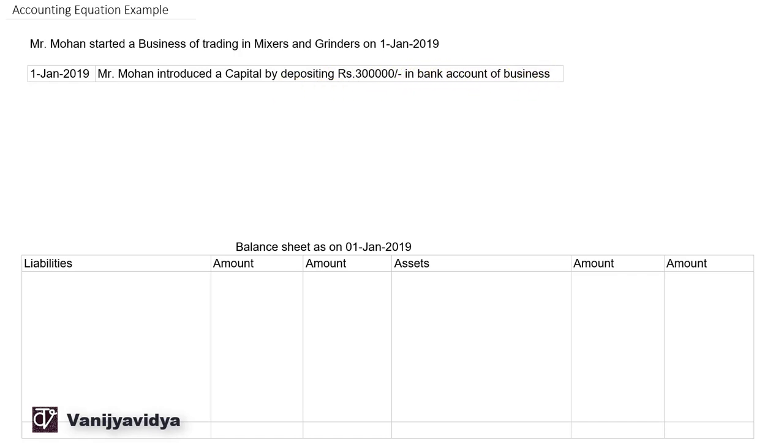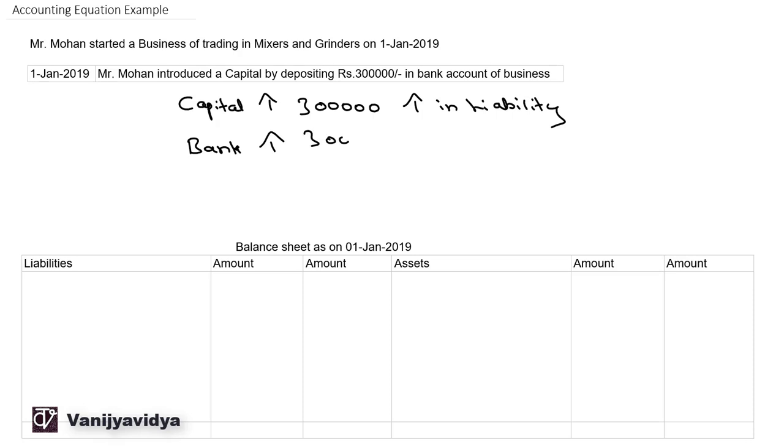So Mr. Mohan has started a business of mixers and grinders, and on 1st Jan 2019 he has introduced capital by depositing rupees 3 lakhs in the bank. Since Mr. Mohan has introduced capital, your capital will increase by rupees 3 lakhs. That is, there is an increase in liability. Since he has deposited this amount in the bank, your business bank account balance will increase by 3 lakhs. So there is an increase in asset.